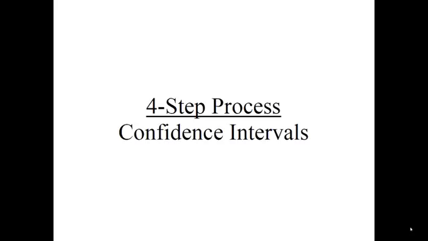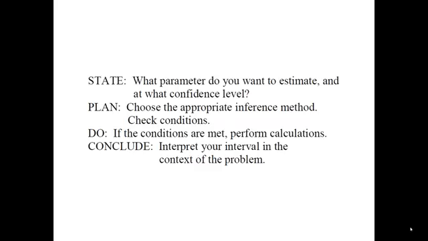The four-step process for confidence intervals. Number 1, state. What parameter do you want to estimate and at what confidence level? 2, plan. Choose the appropriate inference method. Check conditions. Do. 3. If the conditions are met, perform calculations. 4. Conclude. Interpret your interval in the context of the problem.